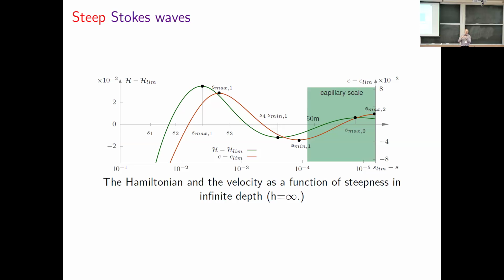Okay, if I have this 120-degree corner, capillary effects will matter. Capillary effects want to not have that corner. So there's going to be a range of steepnesses. If I become sufficiently steep, I cannot ignore the capillary effects. A back of the envelope calculation will tell you that you can go past the second extrema of the Hamiltonian and still not, for ocean waves, have capillary effects matter.